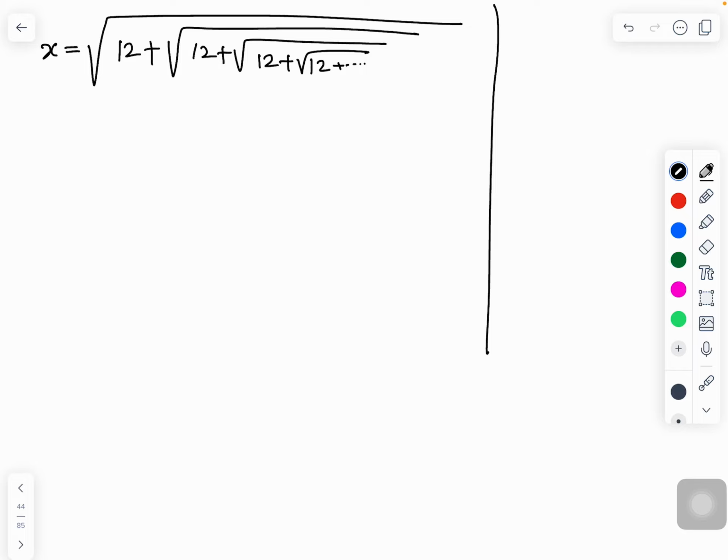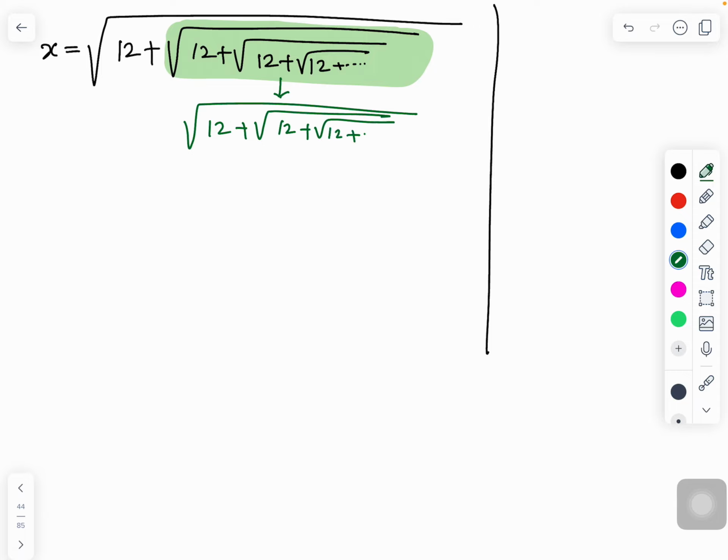I will be able to do that if I understand that the same problem is nested within itself. What I mean by nested within itself is, if you look at this particular component that I have highlighted, this subcomponent of the given problem, what is this component exactly? This component is square root of 12 plus square root of 12 plus square root of 12 plus, how many times? Infinite number of times. Isn't that exactly what x is? So if this subpart is exactly equal to x, then our entire question will become x is equal to square root of 12 plus x.